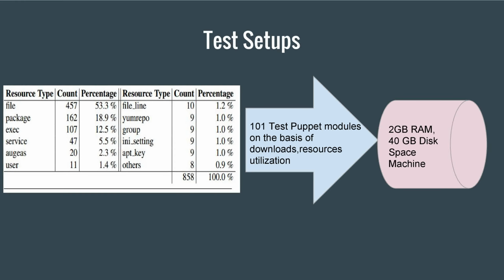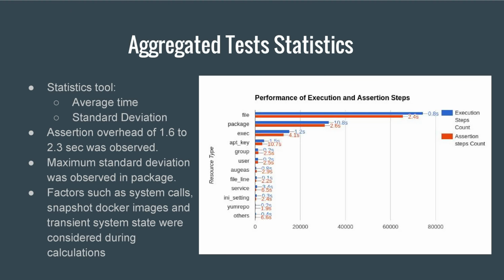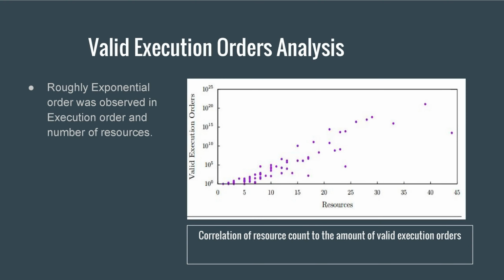A set of large-scale experiments were conducted to evaluate the proposed solution. 101 test modules were selected based on downloads and resource utilization and were tested on 2 GB RAM and 40 GB hard disk machine. The aggregated test statistics are as shown. These reveal that the amount of valid execution orders depends on the number of resources and on the dependency relation. The more dependency among resources, the less valid execution orders there are.